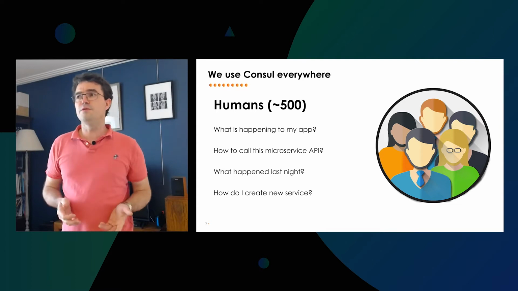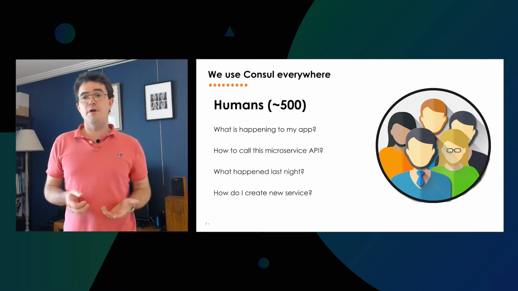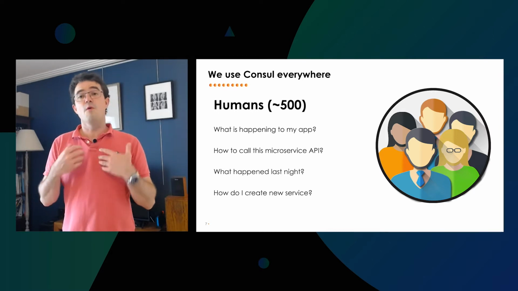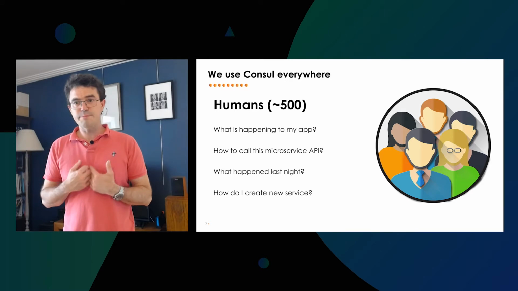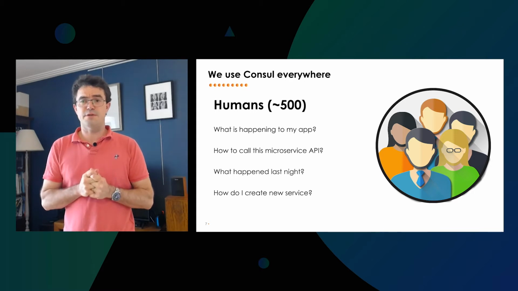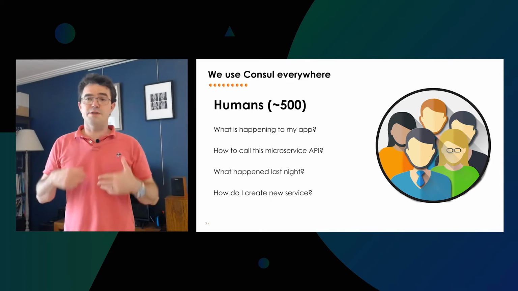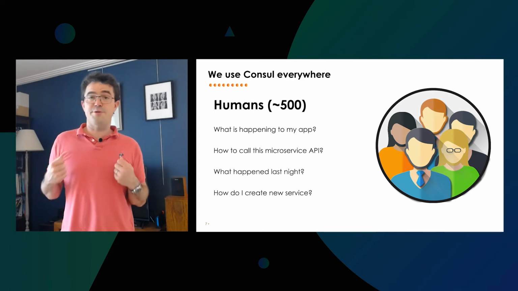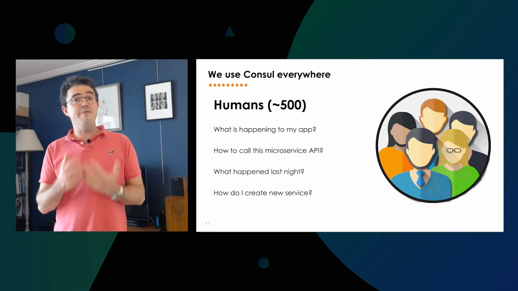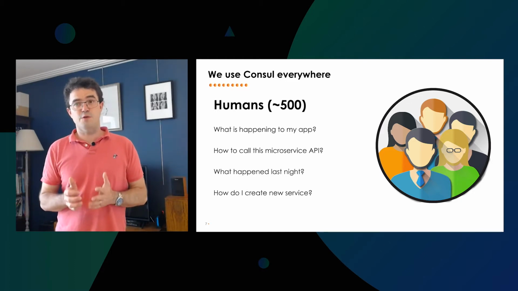In our company, we've got more than 2,500 people and around 500 regular humans using our services directly. Those people are working in R&D, where I'm working as well, and they want to know what is happening to their application. How to call this particular microservice API, or other questions such as what happened last night, or how do I create a new service? When we started using Consul, we had lots of those questions every day, and my team and I were spending all our time answering those questions.